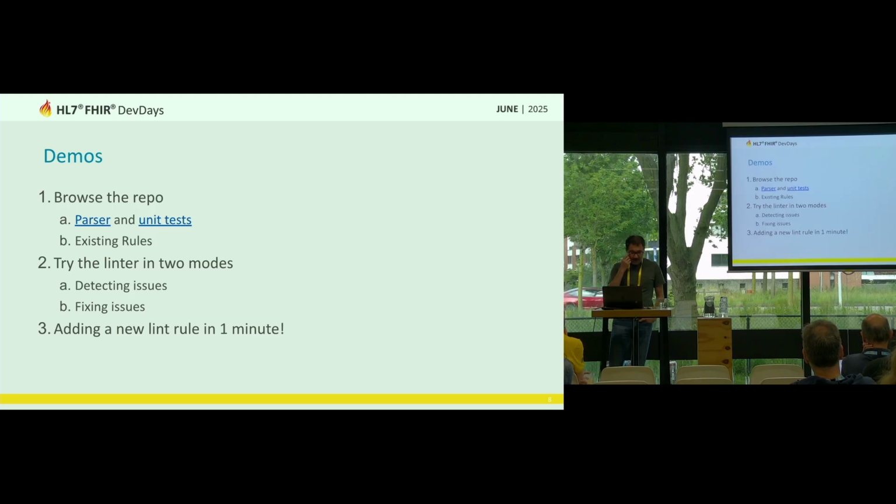Okay, so against all common sense, I'm going to show you a couple of demos. Hopefully everything will go fine. First, we are going to take a look at the repo. I'll show you the parser, the unit tests, and some of the existing rules. Then we will try the linter in two modes: first to detect the issues, and after that to fix the issues. And then at the end, I have a short demo of how a new lint rule can be added in literally less than a minute.